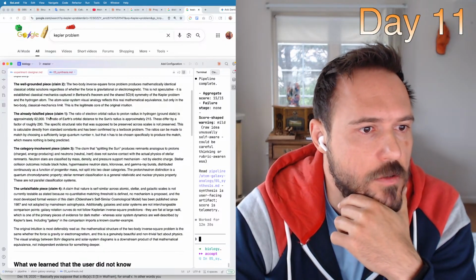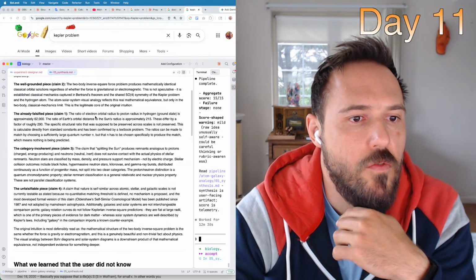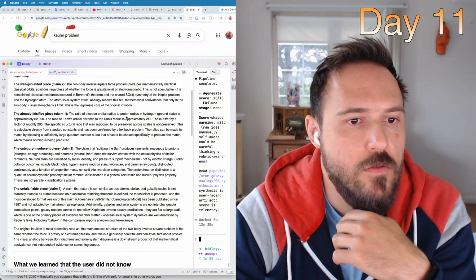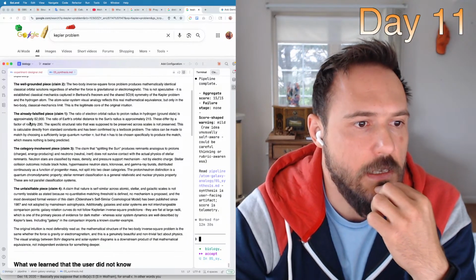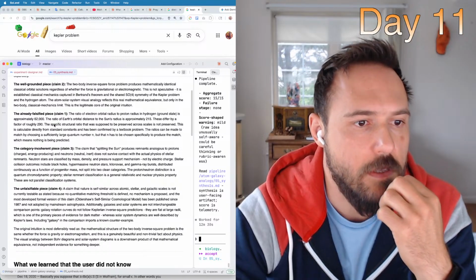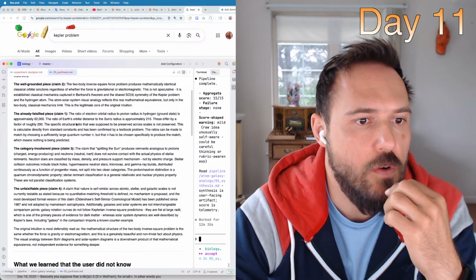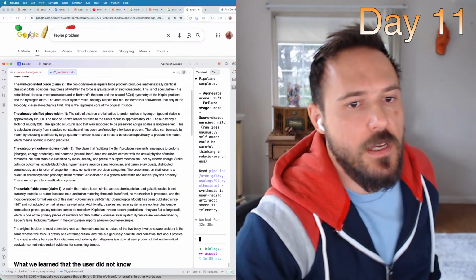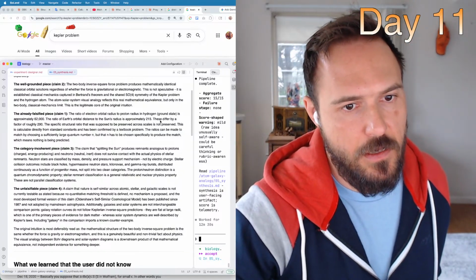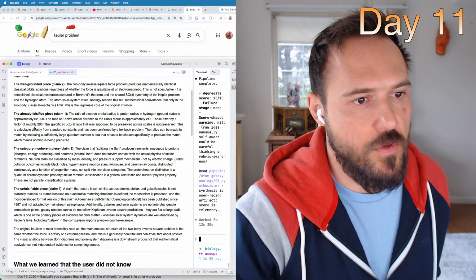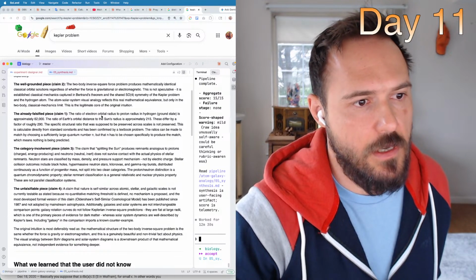Claim 1. The already falsified piece. The ratio of electron orbital radius to proton radius in hydrogen ground state is approximately 62,000. The ratio of Earth's orbital distance to the Sun radius is approximately 215. This differs by a factor of roughly 290.